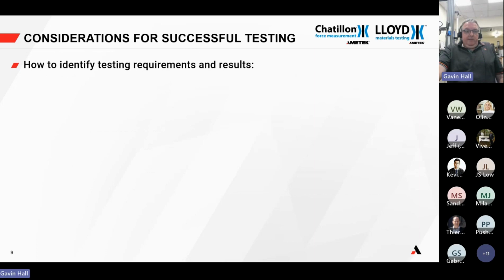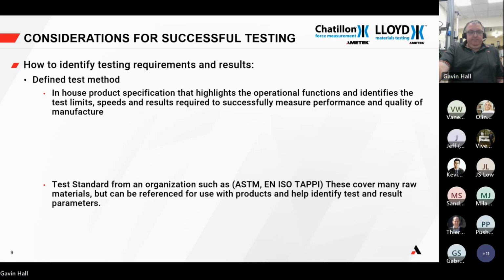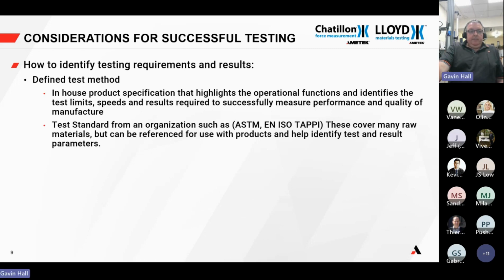So how do we identify testing requirements and results? From a defined test method. Now this can be an in-house product specification, as mentioned before, that highlights operational functions and identifies the test limits, speeds, and results required to successfully measure performance and quality of manufacture. It could also come from a test standard.